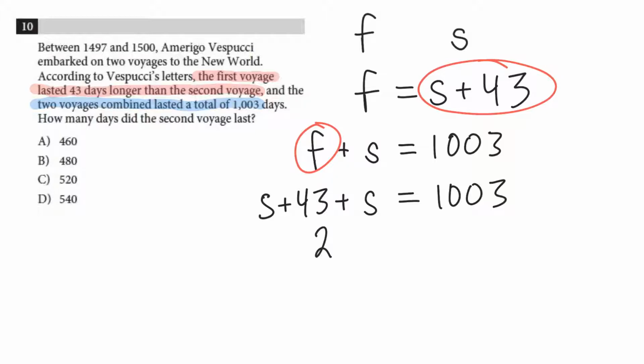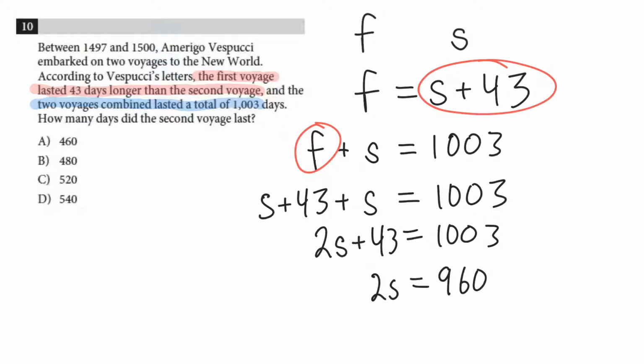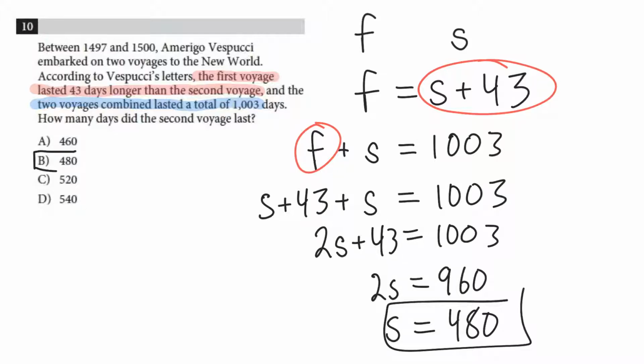Okay, combine like terms, I'm going to get 2 times the second voyage plus 43 equals 1,003. Okay, subtract 43 from both sides. I do that on my calculator. 1,003 minus 43, that equals 960. And then I can divide both sides by 2. Well, that's going to be 960 divided by 2. Type that in my calculator. Equals 480. 480 days for the second voyage.